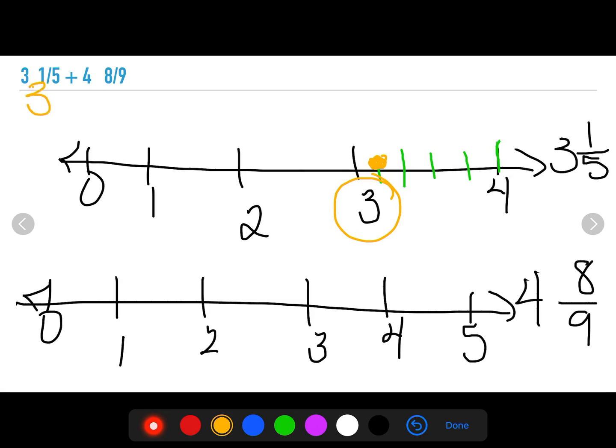Let's do the same thing to 4 8/9. So I'm looking between 4 and 5, and I'm decomposing this space right here into ninths. So 1/9, 2/9, 3/9, 4/9, 5/9, 6/9, 7/9, 8/9, and then 9/9 would represent that 1 whole or 5. 4 8/9 falls right here, which is closest to the benchmark 5. So now instead of saying 3 1/5 plus 4 8/9, I could just say 3 plus 5 because I was able to estimate using my benchmark fractions, and I get 8.